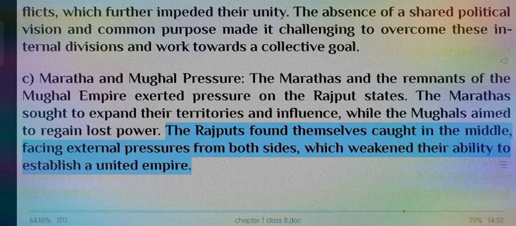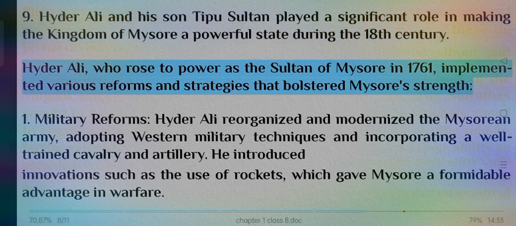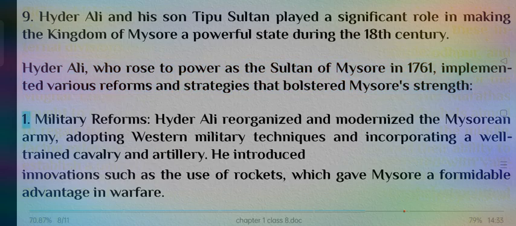a united empire. 9. Hyder Ali and his son Tipu Sultan played a significant role in making the kingdom of Mysore a powerful state during the 18th century. Hyder Ali, who rose to power as the Sultan of Mysore in 1761, implemented various reforms and strategies that bolstered Mysore's strength. A. Military reforms.